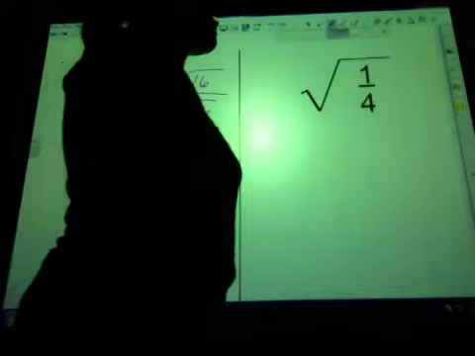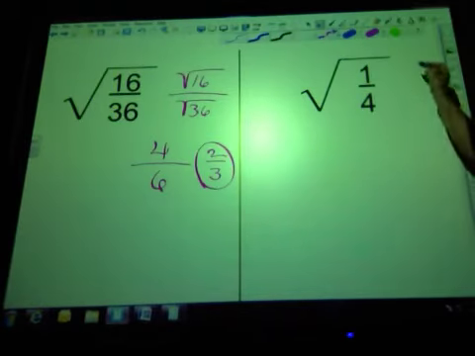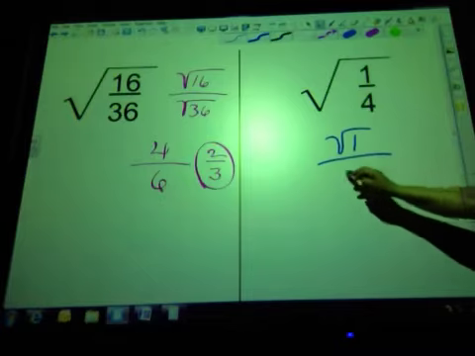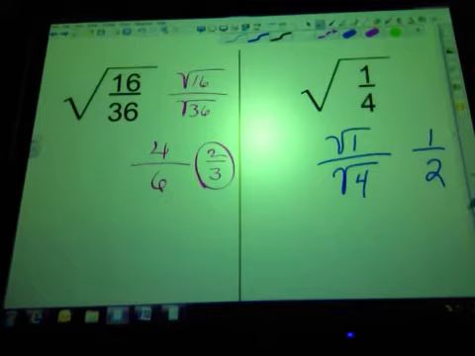On the right-hand side, we have square root of 1/4. So we're going to break this apart into the square root of 1 over the square root of 4. Square root of 1 is 1, square root of 4 is 2. I can't reduce the half anymore, so that's it.